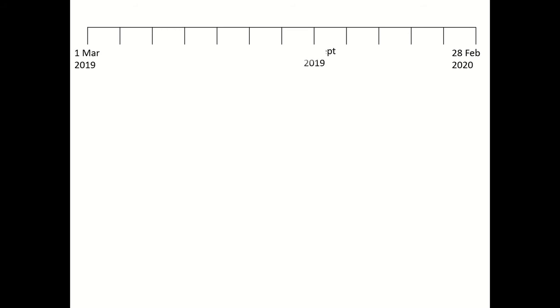Note that we actually sold this vehicle on the 30th of September 2019, meaning that we've only had it for 7 months. When you count, it's 1, 2, 3, 4, 5, 6, 7. So we had it for 7 months in the current financial year. So we've only used it for 7 months.